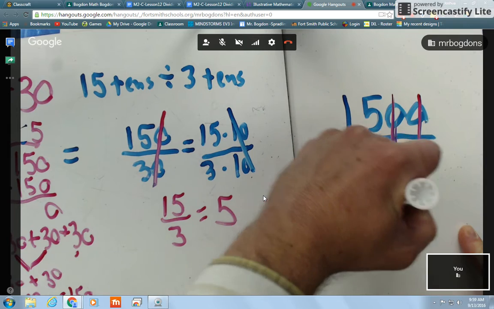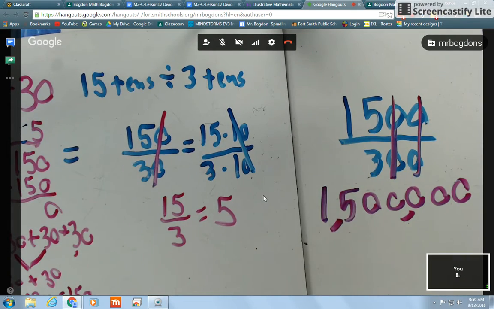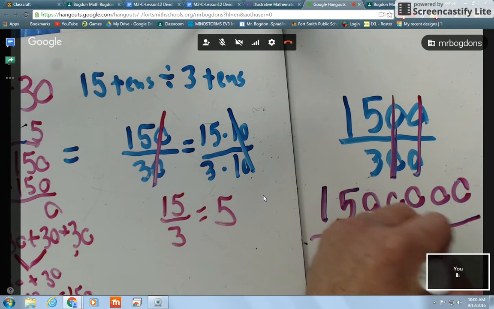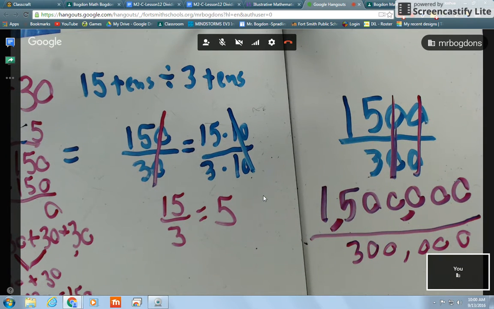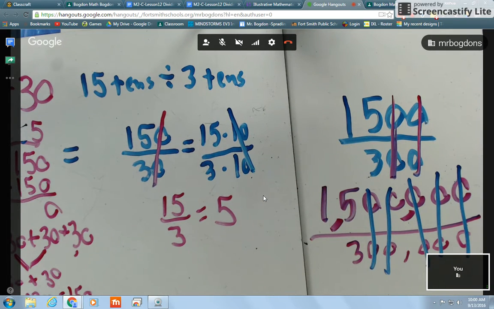Now I could say, what about if you had this kind of division problem? 1,500,000 is being divided by 300,000. Who wants to divide that? Anybody? But what can I use with my number patterns? Bye-bye, bye-bye, bye-bye. For every 0 you have on the top, you can get rid of a 0 on the bottom. For every 0 you have on the bottom, you can get rid of a 0 on the top.